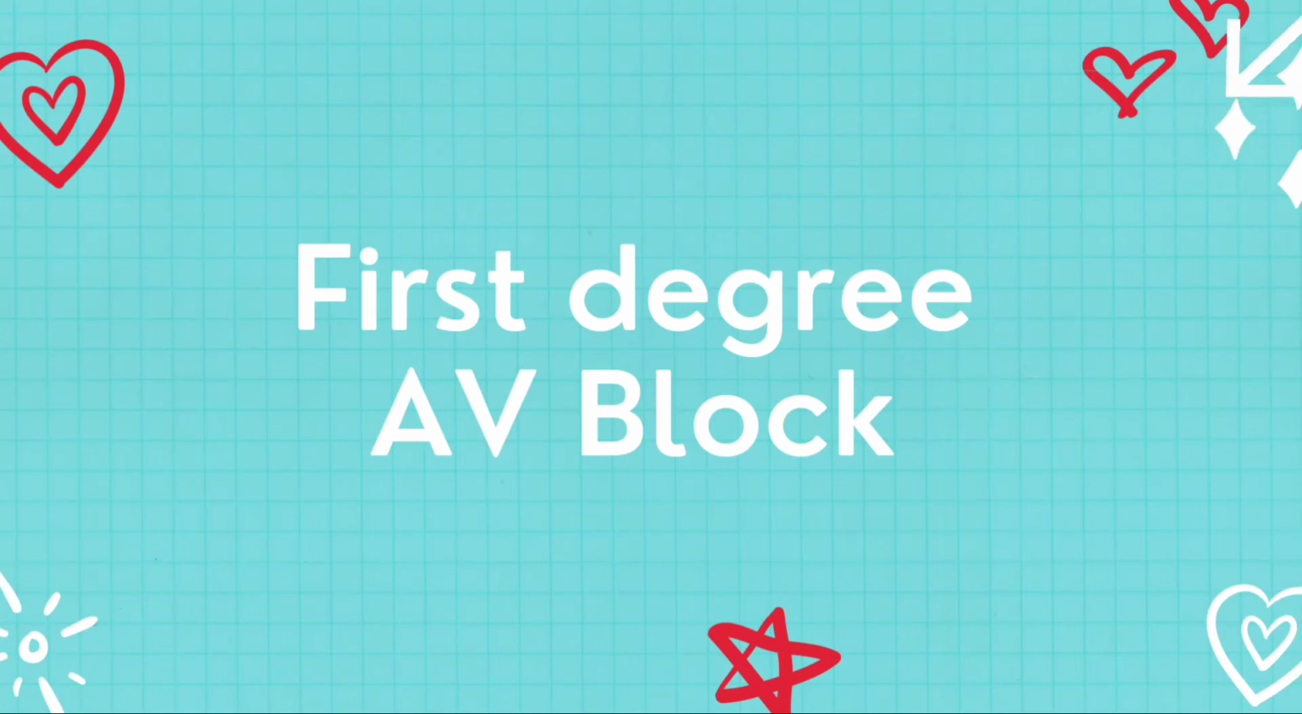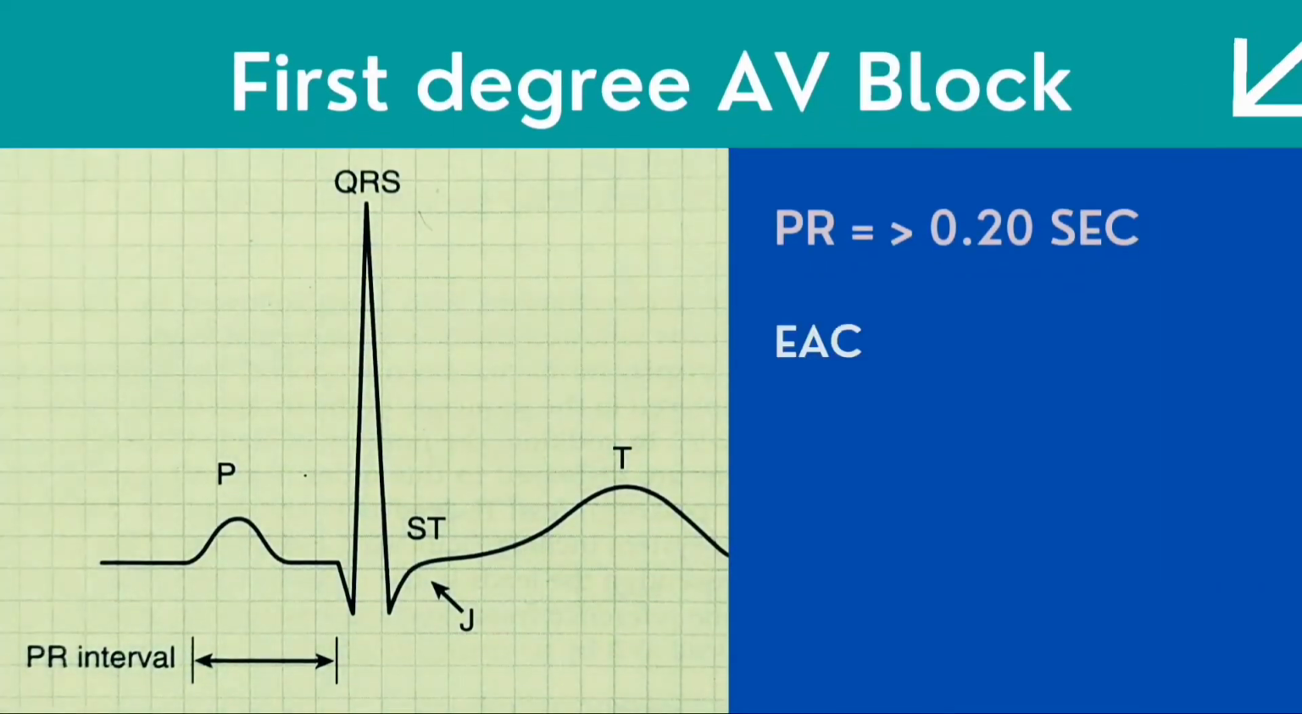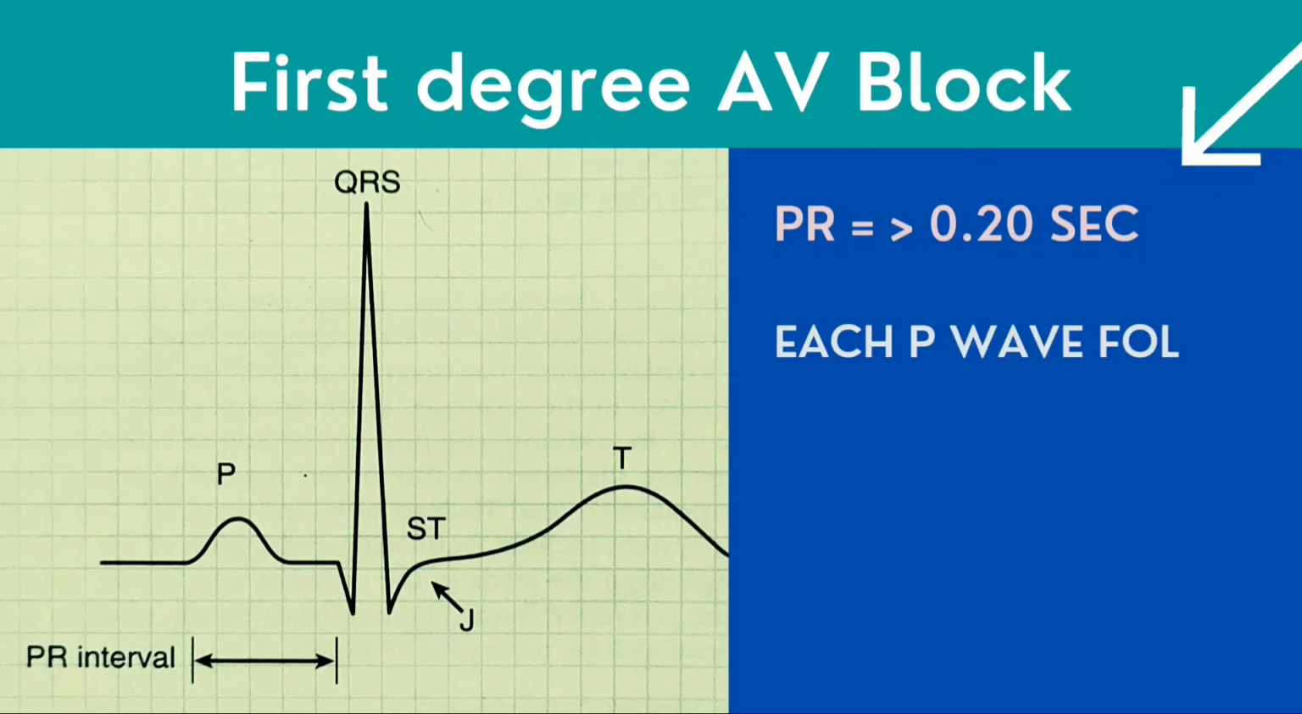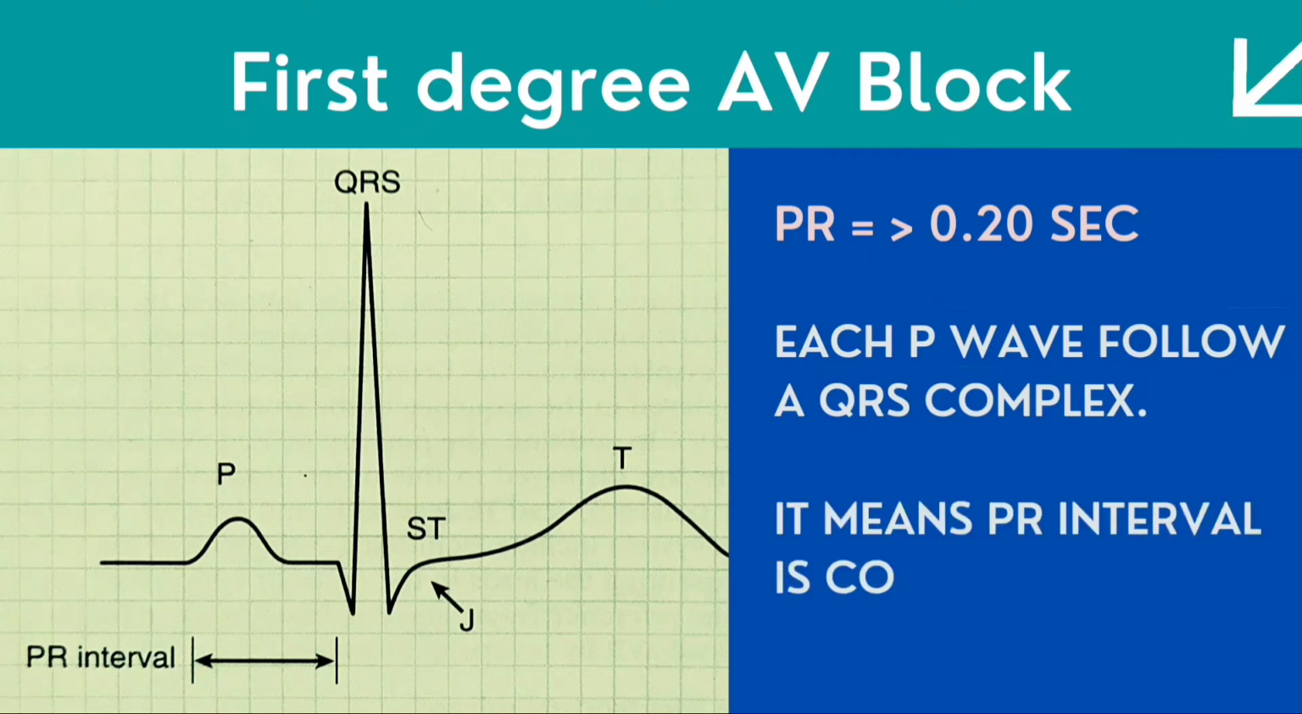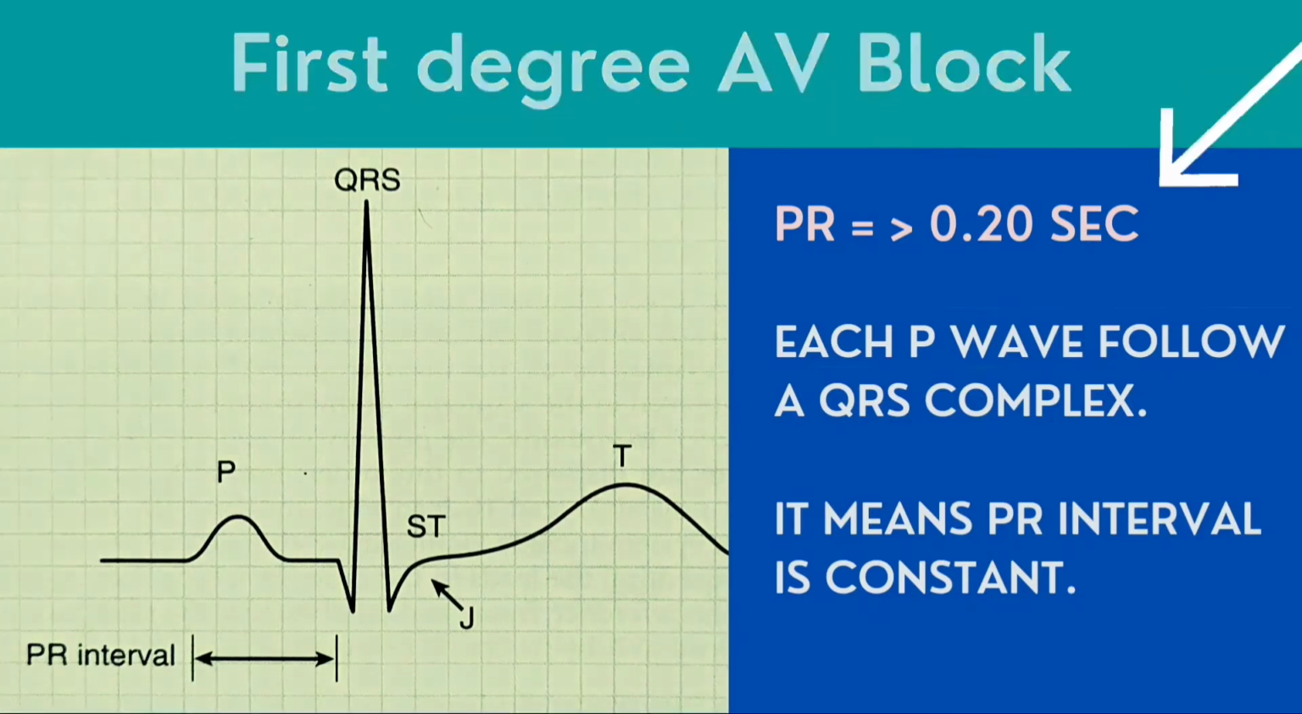First-degree AV block features a prolonged PR interval of more than 0.20 seconds. It is atrioventricular conduction delay. Each P wave is followed by a QRS complex. It means the PR interval is constant, as well as the RR interval.